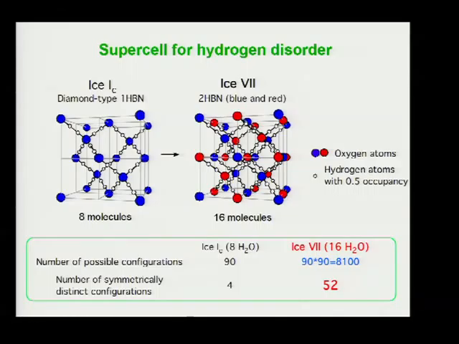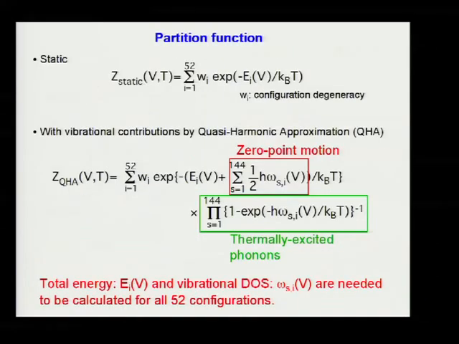First, we prepare the 2x2x2 supercell for ice VII, which consists of 16 molecules. For this supercell, we generate all possible hydrogen configurations which satisfy the ice rule. The number of possible hydrogen configurations is 8100. Among them, only 52 hydrogen configurations are symmetrically distinct. So now we have the 52 hydrogen configurations.